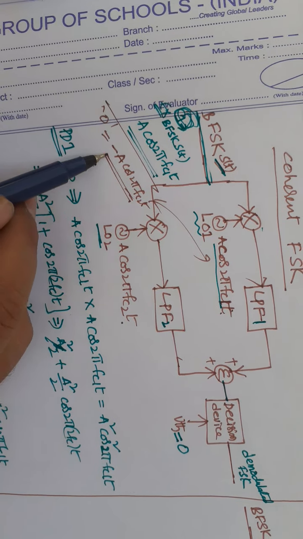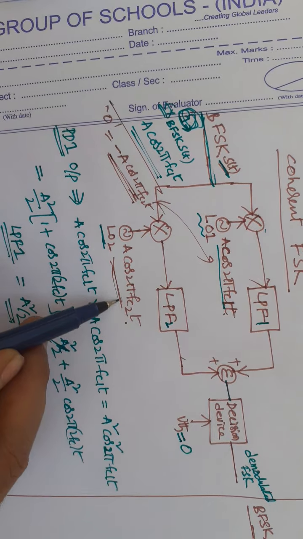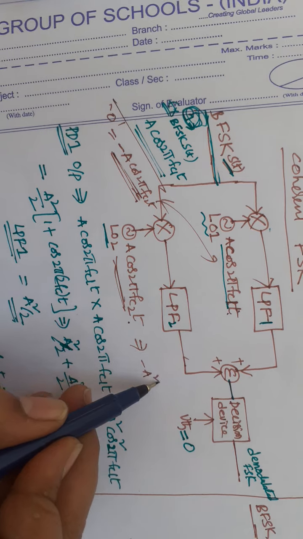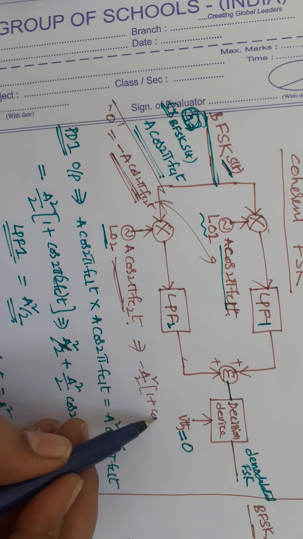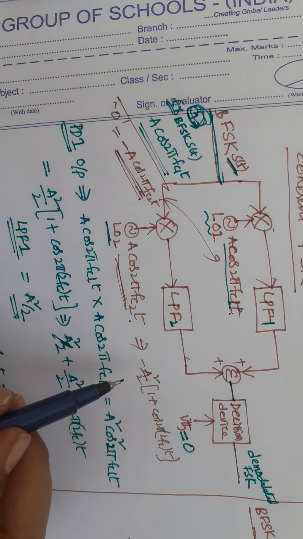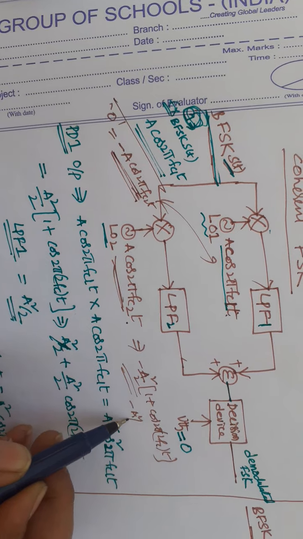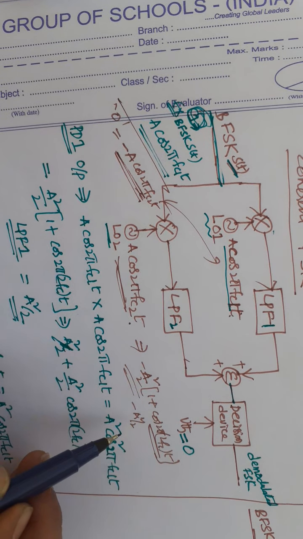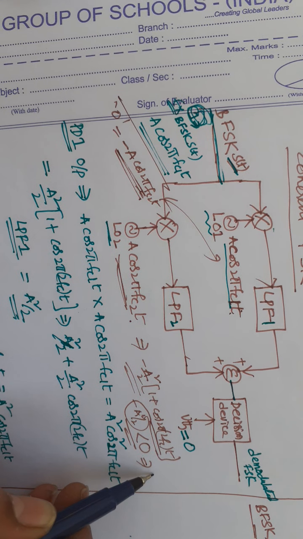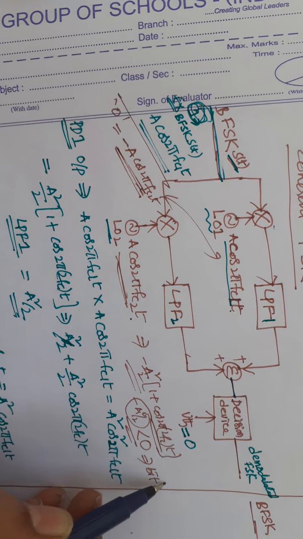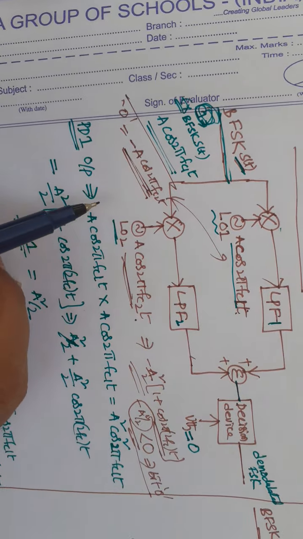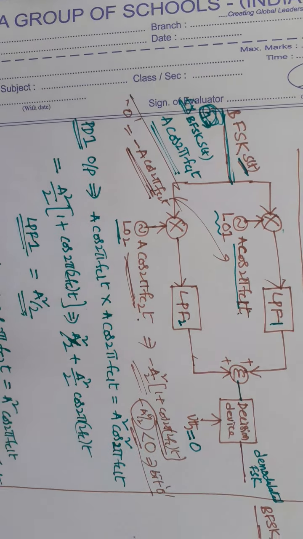Second case, this one is multiplied with this. Here you will get minus A square by 2 into 1 plus cos 2 pi 2 Fct by 2. By passing through the low pass filter, you will get minus A square by 2, and the high frequency term is not allowed by the low pass filter. This minus A square by 2 is less than 0, so the output of the decision device will be bit 0. I have not derived this second case; you try to derive this second one.